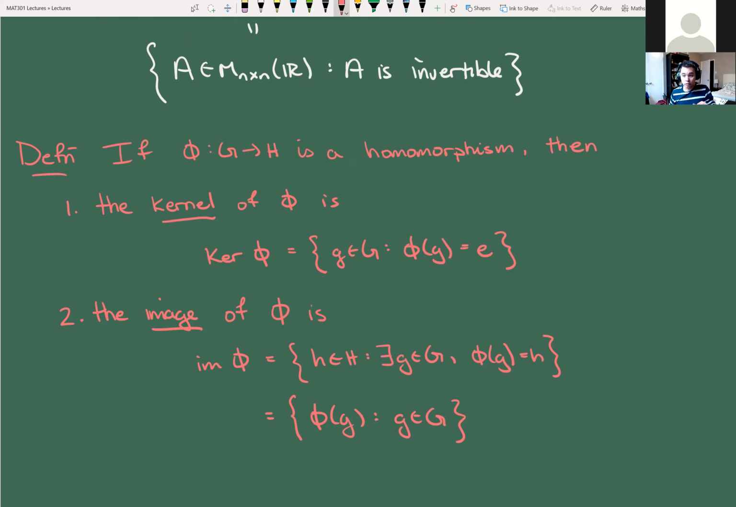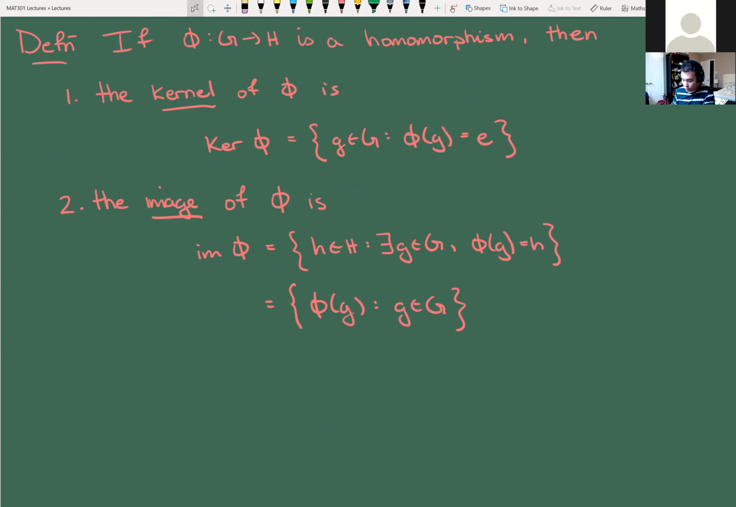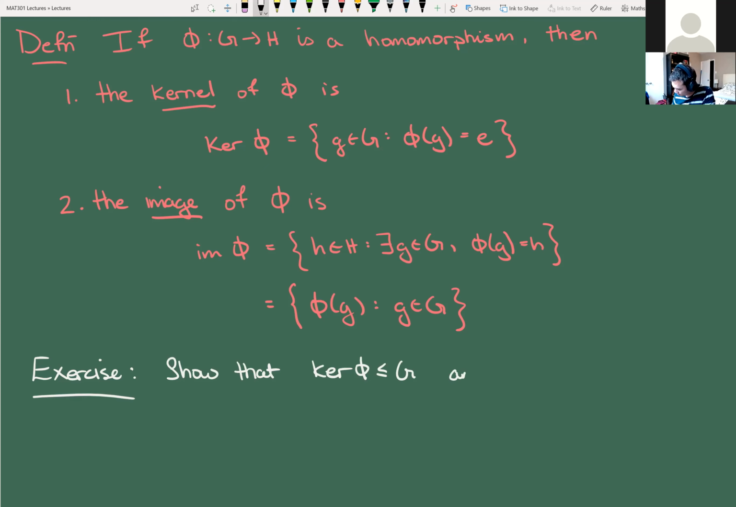It turns out the kernel of phi is a subgroup of the domain, and the image of phi is a subgroup of the codomain. Both of those proofs are very easy, and I'm going to give you a chance. You should do them, 100% you should do them. I think they're also left as an exercise in the textbook. I don't remember, but no matter what, 100% you need to do these. They are not difficult, but if you're struggling at all, throw it up on Piazza. I'm happy to help. So show that the kernel of phi is a subgroup of G, and the image of phi is a subgroup of H.